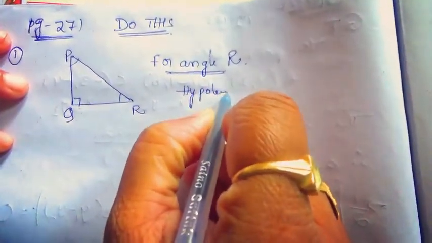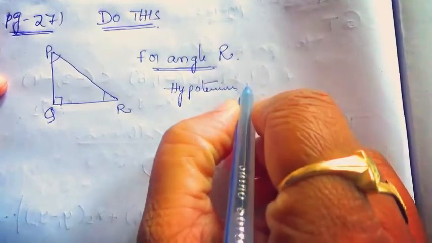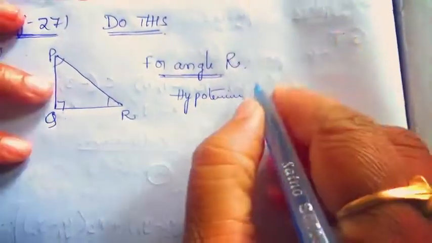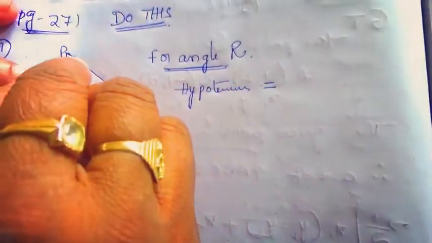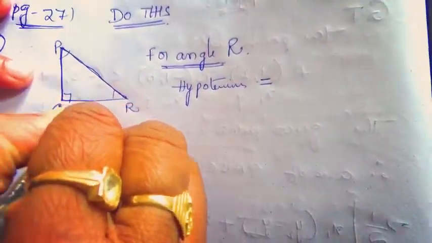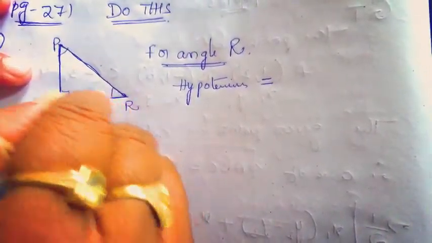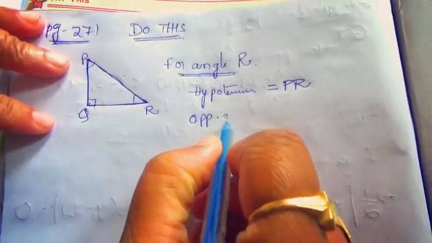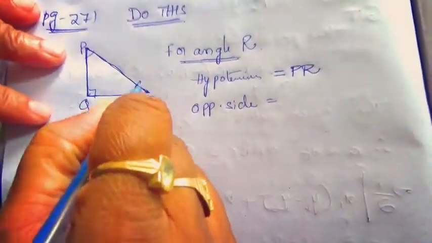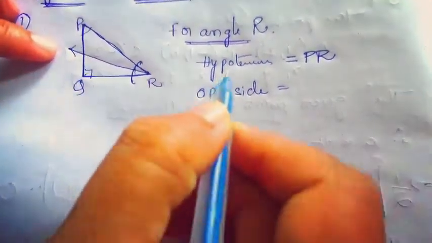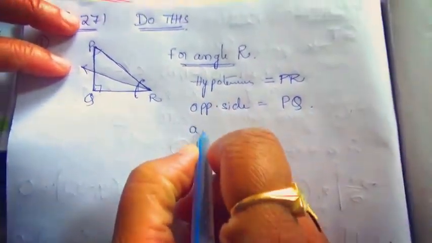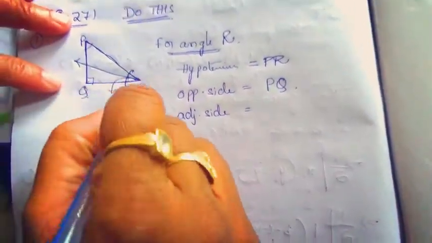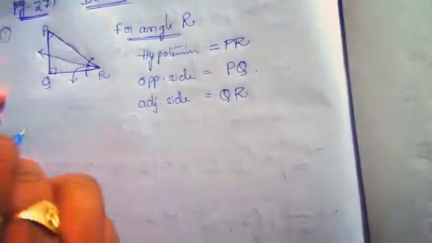For angle R, the hypotenuse never changes, right? The hypotenuse is the same for all right angle triangles, but the opposite side and adjacent side may change according to the angle. What is the hypotenuse? It is the longest side of this right angle triangle, opposite to the 90 degrees, that is PR. PR is the hypotenuse. Next, the opposite side for angle R is PQ. What is the adjacent side? The adjacent side is QR. That's it, here is the first solution.